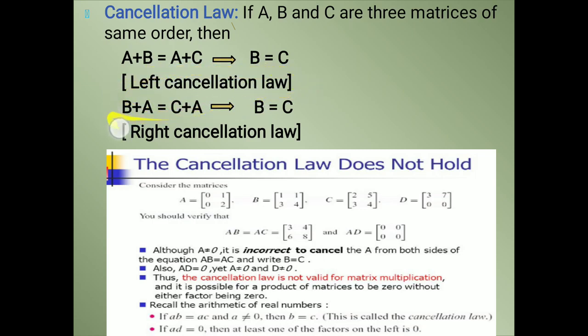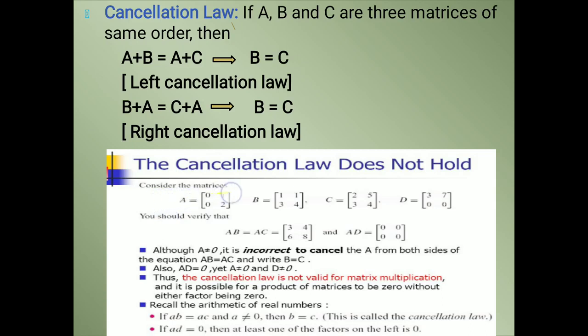And if A is at the right hand side and we cancel it, then it will be known as right cancellation law. So in both you get the same resultant, but the place of the matrix A which is cancelled is left or right, and based upon that it is known as left and right cancellation law.